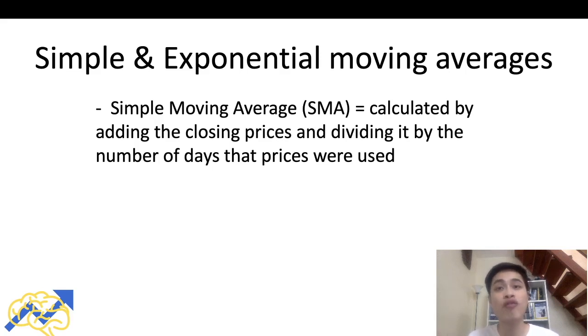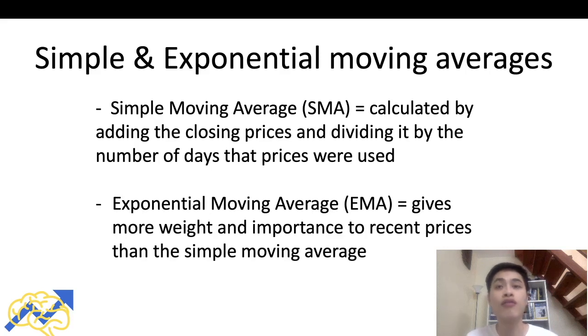So a 10-day moving average is calculated simply by adding the closing prices of the past 10 days and then dividing it by 10. And a 50-day moving average means taking the closing prices of the past 50 days and dividing it by 50, and so on.